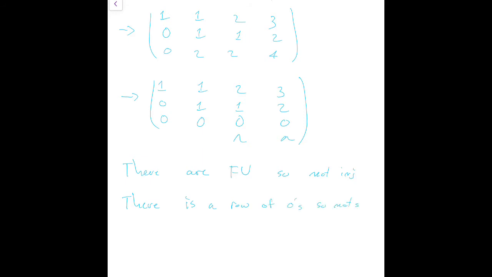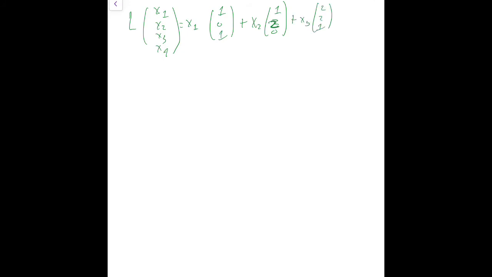so not surjective. A similar example, this is again going to be a linear transformation going from R4 to R3. And it is given by x1 times (1, 0, 1) plus x2 times (1, 2, 0) plus x3 times (2, 2, 1) plus x4 times (2, 2, 0).